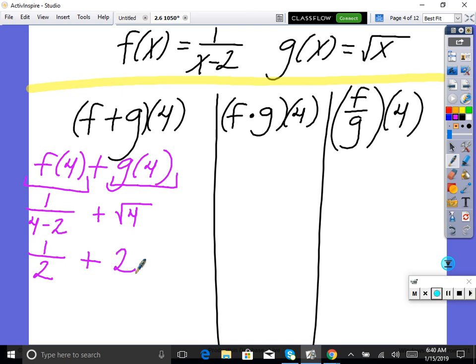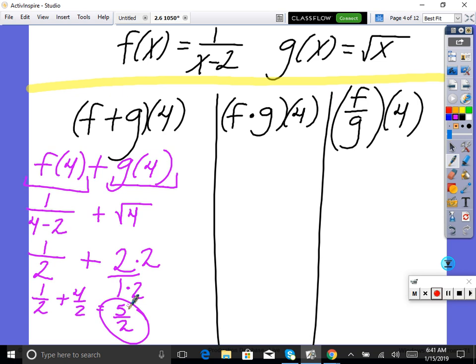That's just not how we write math anymore. So we would get a common denominator, so we times by 2 times by 2. So wouldn't that be 1 half plus 4 halves, which is 5 halves, right? We add the numerator, we get a common denominator, so we can add the numerator. Good job. Okay, f times g of 4.